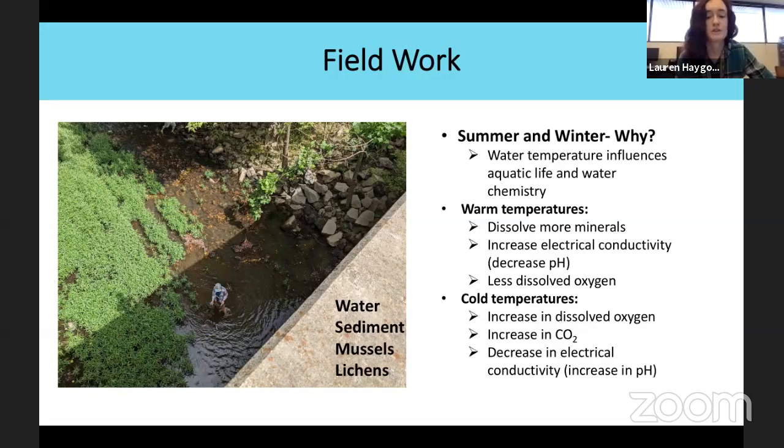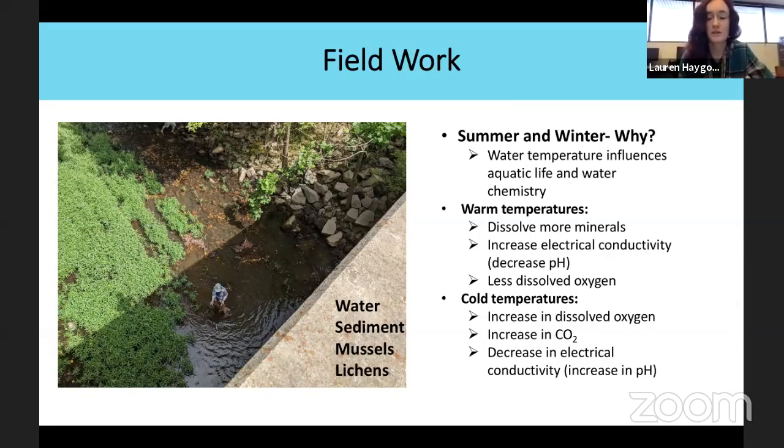And then in cold temperatures, we're increasing in dissolved oxygen. So there's going to be more oxygen available to aquatic life. We're going to increase in CO2. And that's because, if we compare a river to soda really quickly, cold soda cans are a lot more fizzy and have a lot more bubbles in them than a warm soda can. That can be applied to rivers. Cold water in rivers is going to be able to have a lot more gas trapped in it. So we would have an increase in CO2 gas in our water systems during winter conditions.